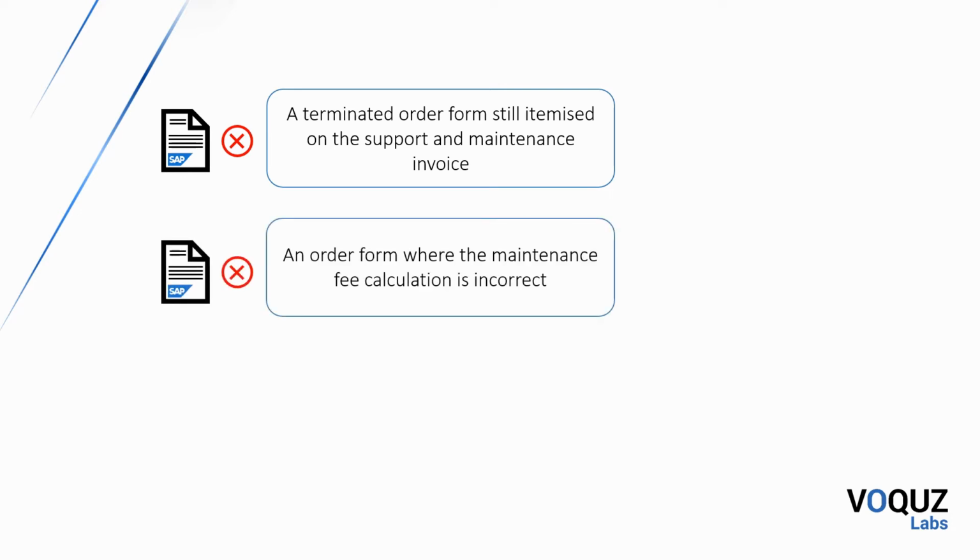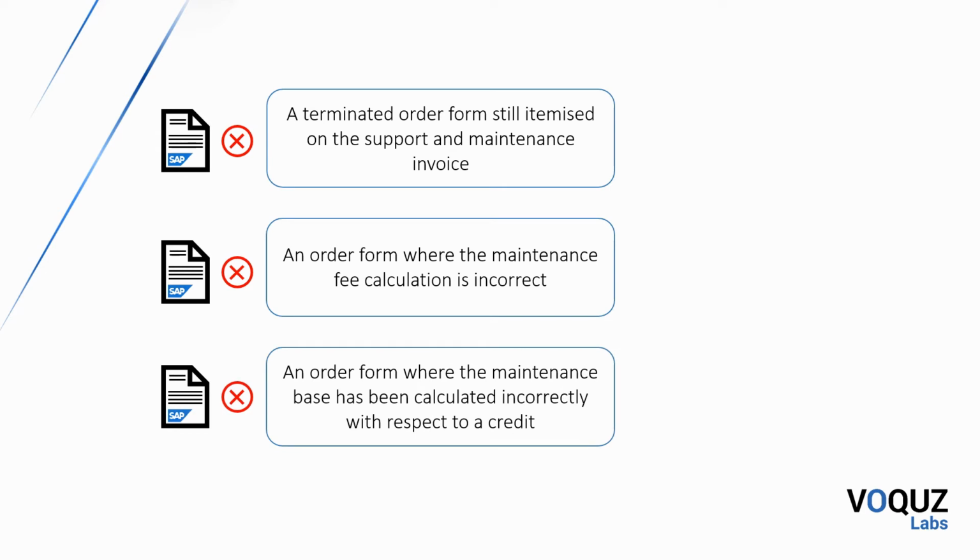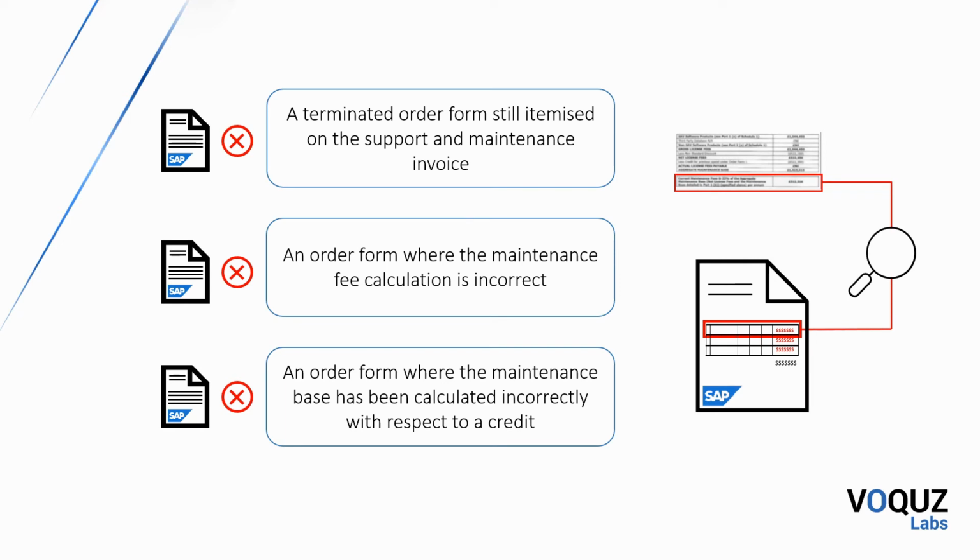You should check each order form on the invoice to make sure the maintenance base and maintenance fees have been calculated correctly. If an order form has been subject to a partial termination or credit, then this should be reflected in the invoice and the maintenance fees being charged. Cross-referencing the values in each order form with the values in the invoice may give an initial match. But checking the calculations in the order form itself may reveal that the calculations are wrong and what is being invoiced is incorrect.